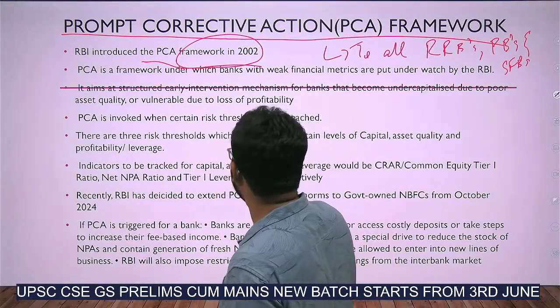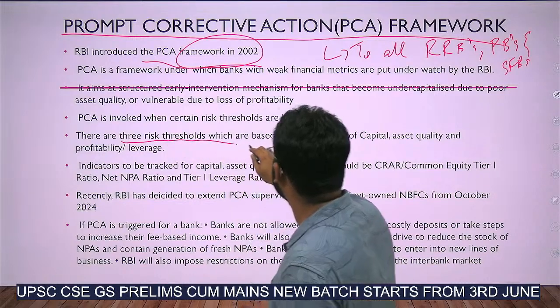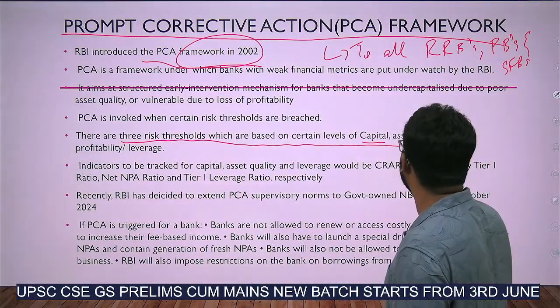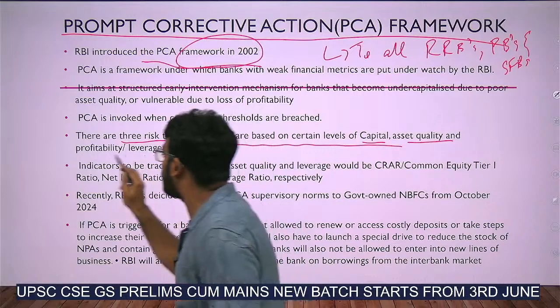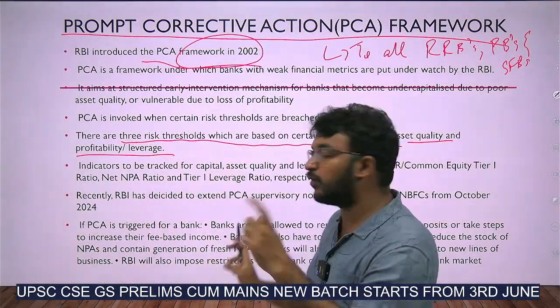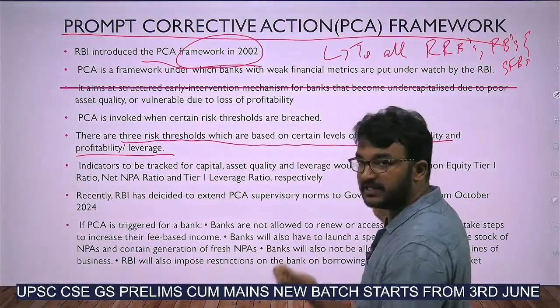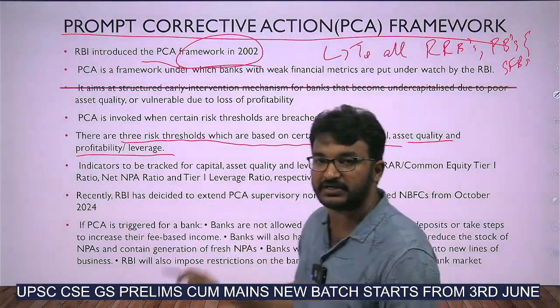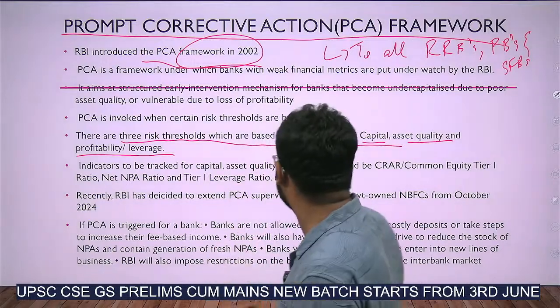And what are those parameters? There are 3 risk thresholds which are based on certain levels of capital, asset quality and profitability. These are the 3 parameters which RBI will be considering. And how will the bank decide if there is any problem in capital, asset quality and profitability? There are 3 different parameters for this.